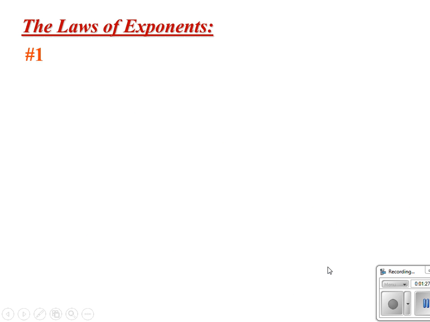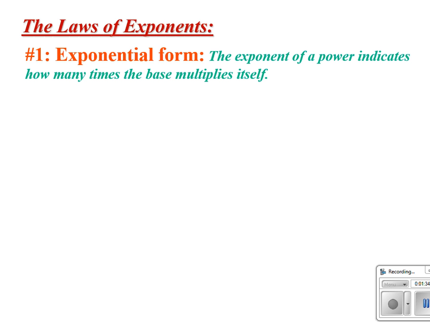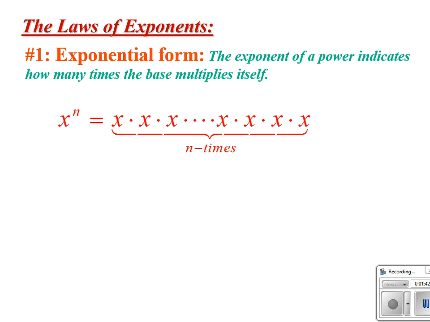Okay, so the laws of exponents. The first law is exponential form, and you need to know what the exponential form is. The exponent of a power indicates how many times the base multiplies itself. So if you have x to the n power, the n could be 5, the n could be 20, the n could be 3,000, you would write the base n times, okay? So n factors of x.